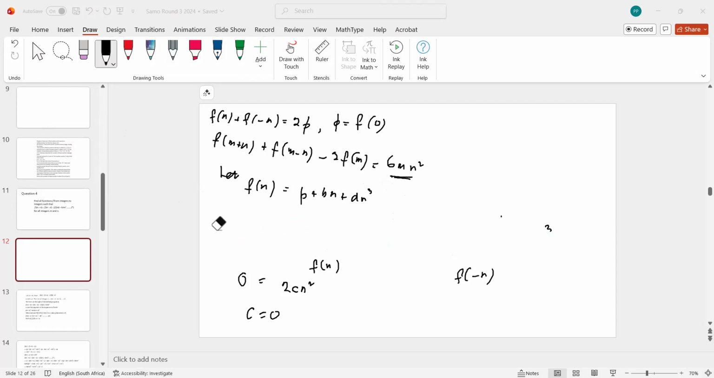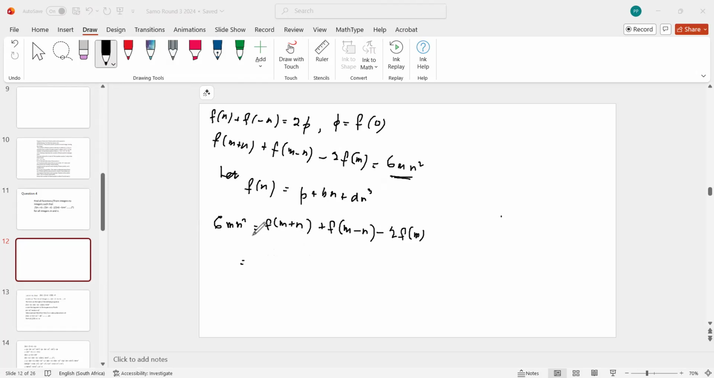Because I'm going to substitute these values, m plus n, m minus n, and m. And I know that's going to be equal to 6mn squared. And I'm going to use that to see whether I can get one of the other coefficients. Okay, let me just put the 6mn squared on one side. And that is equal to f of m plus n plus f of m minus n minus 2f of m.